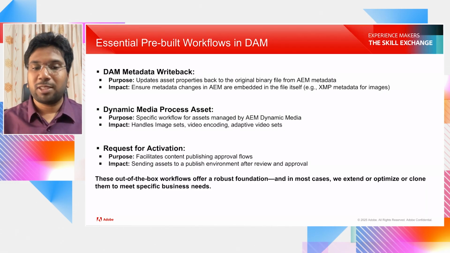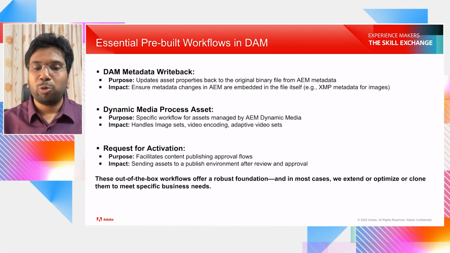Dynamic media process asset workflow is a very powerful one. It helps to handle different image sets like your spin images, 360 images, flipped images, and helps for video encoding. Whenever the video is uploaded in different bit rates and resolution, it is encoded and served to the user, reducing the lagging and all.